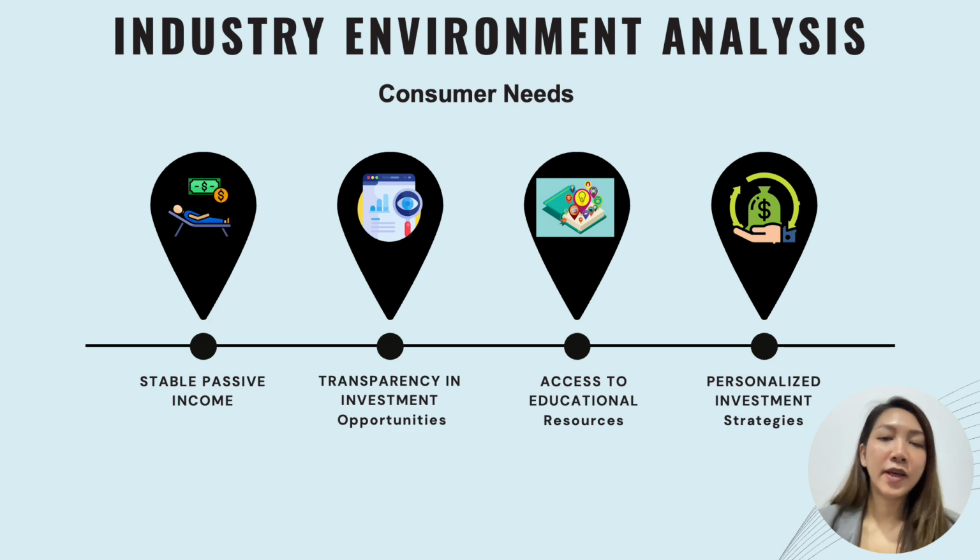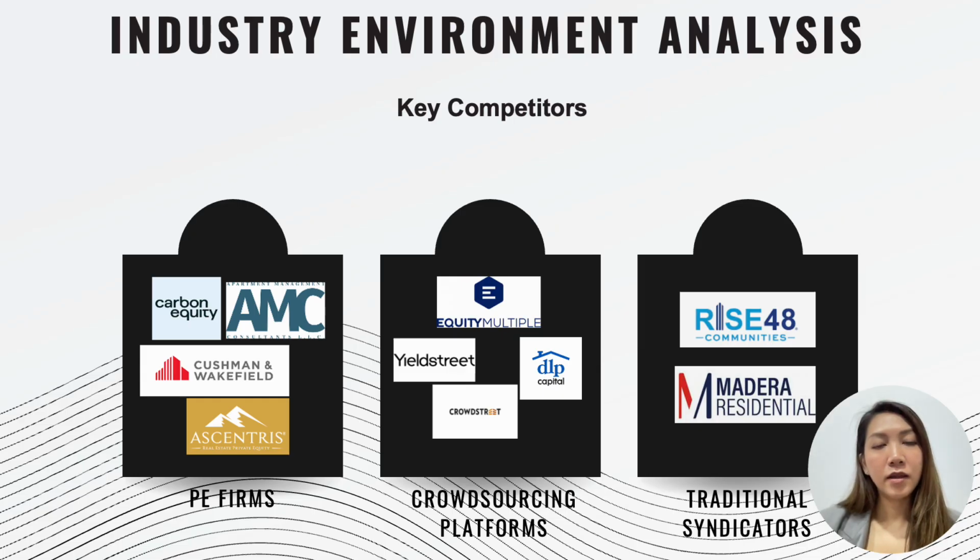The analysis identified key consumer needs: stable passive income, transparency, educational resources, and personalized strategies. OPS can effectively meet these needs by addressing investor concerns and building trust through tailored engagement and content. The competitive landscape includes private equity firms, which are large players but with strict terms, and crowdfunding platforms, very accessible but less personalized. Traditional syndicators are very high touch but labor intensive. So OPS stands out by offering a more streamlined, digital-first approach to capital raising.